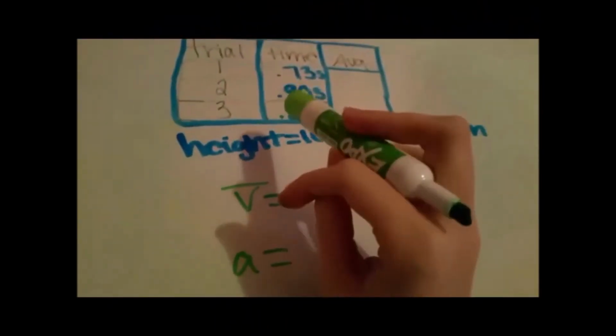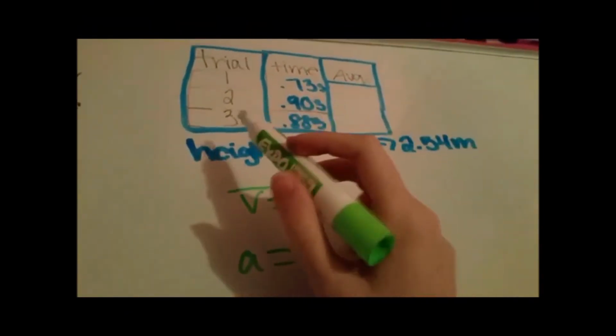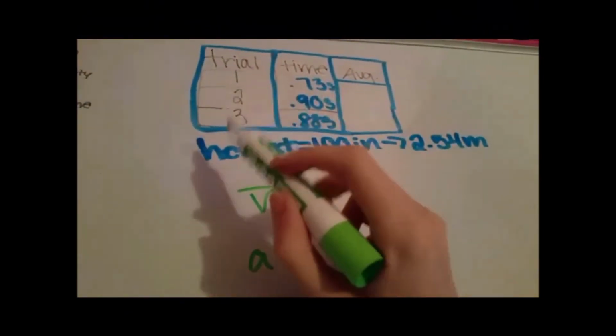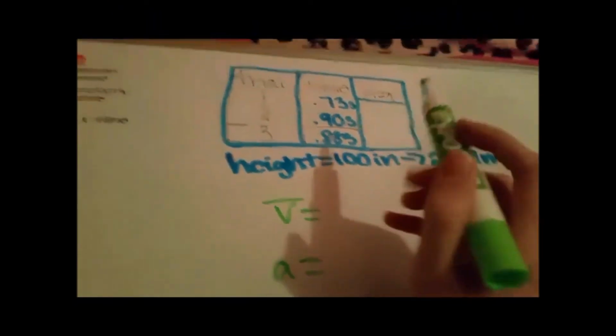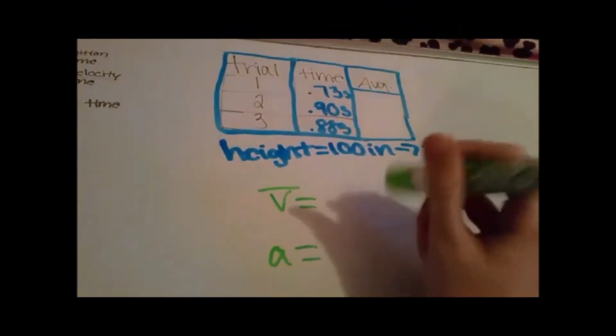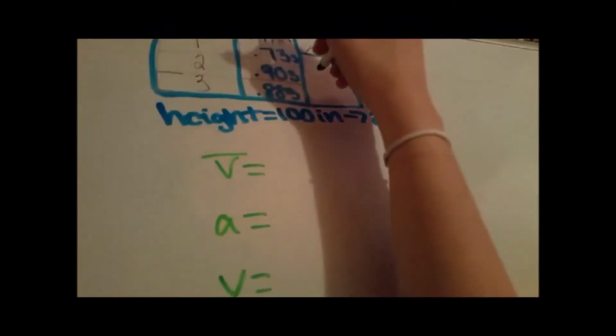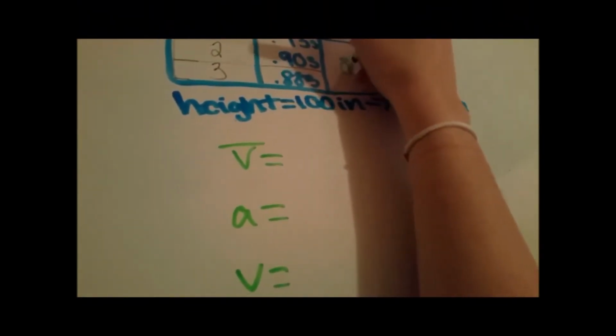I'm going to be showing you how to find the acceleration and velocity of the experiment I did. For trial 1, it took 0.73 seconds for the apple to hit the ground, trial 2, 0.90 seconds, and trial 3, 0.88 seconds. Then you have to figure out the average, and to do that you just add up all three numbers and divide by 3, and the average is 0.84 seconds.